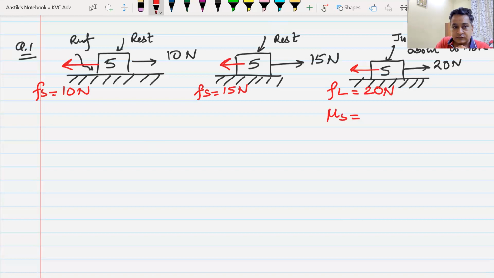0.1, sir. How did you get it as 0.1? Sir, it is FL by normal reaction, because FL is mu s into normal reaction. So normal reaction is 50, yes or no? Yes, sir. So it will be 20 divided by 50, 2 by 5, 0.4. We got this, yes or no?